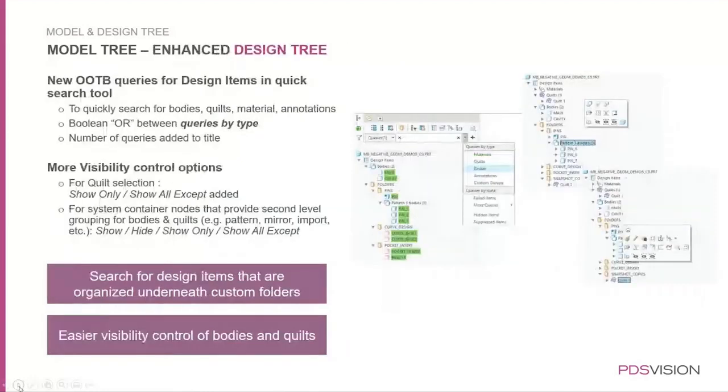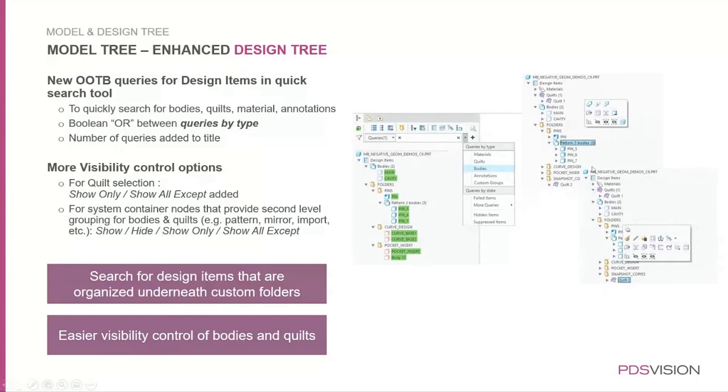Then the design tree. First of all, the queries in here. Nowadays, if you want to just search for, let's say, bodies, then you get all your bodies in here. And if you want the bodies that are hidden, then of course you have to have multiple queries in here. And today we have an OR as the default logical operator between the queries. So this or that, so you get both of them. Previously we had the AND in there. So basically this will filter the trees by your selection.